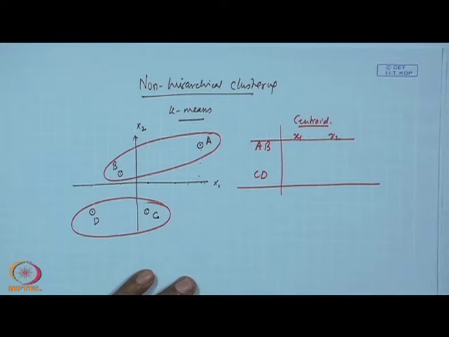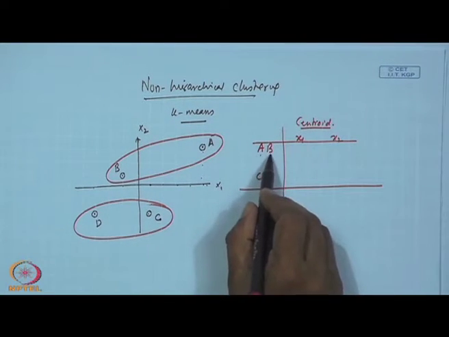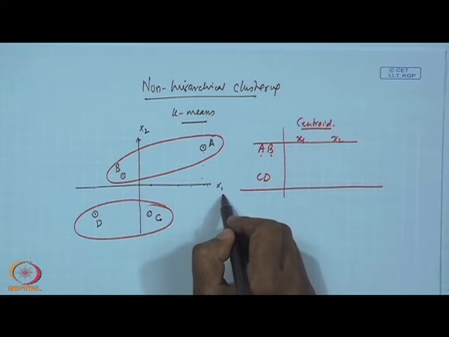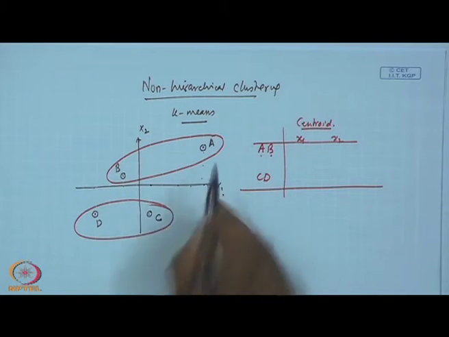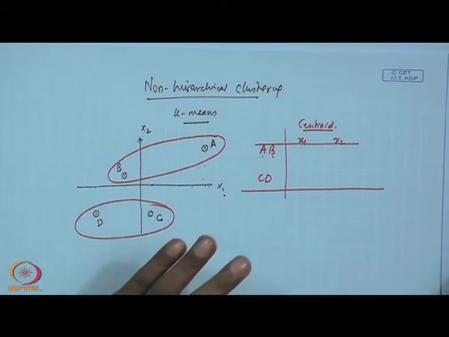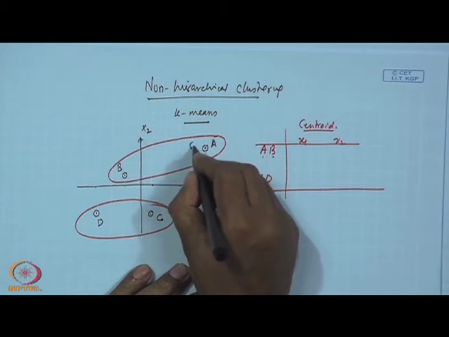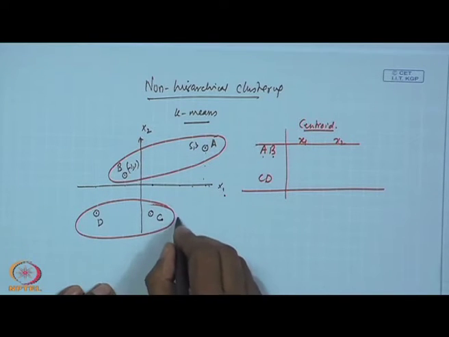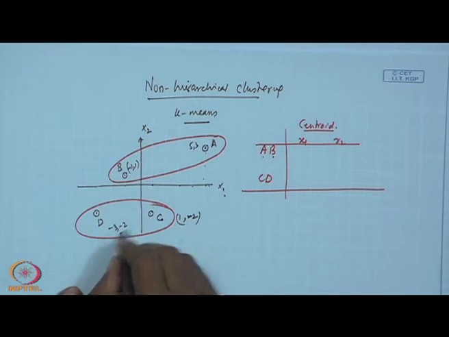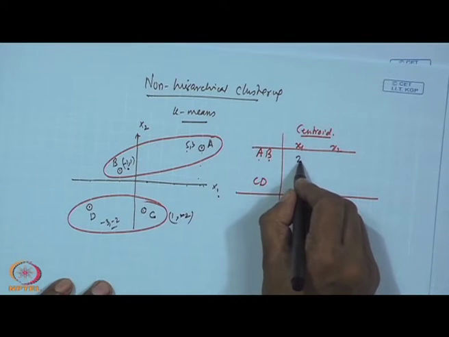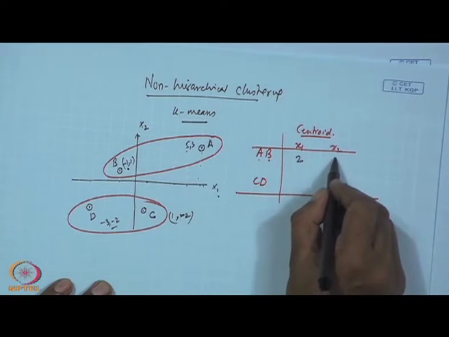Okay. Now, what will be the centroid? Because A and B, these two are there. So, A's x1 coordinate plus B's x1 coordinate divided by 2. So, this one is 5, 3. If I write further, this is my 5 and 3, this one is minus 1, 1 and C is 1 minus 2 and D is minus 3 minus 2. So, 5 minus 1 divided by 2, this will be 2. Similarly, 3 plus 1 by 2, this is 2.